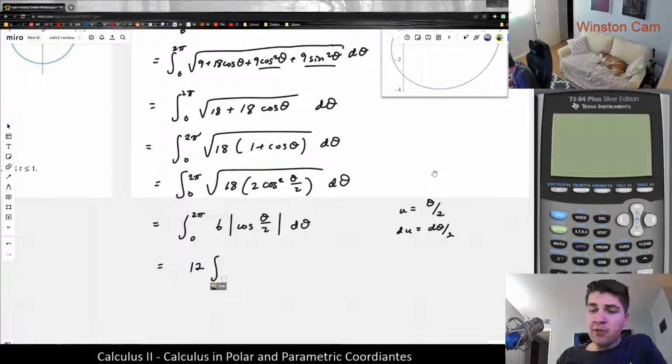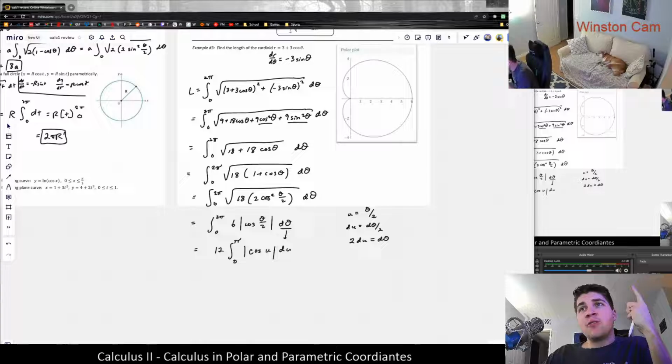Well, and actually our boundaries of our integral will change if I'm doing a sub. Because if theta is 0, then u will be 0. And if theta is 2 pi, then u will be pi. So integrating from 0 to pi of cosine u du.